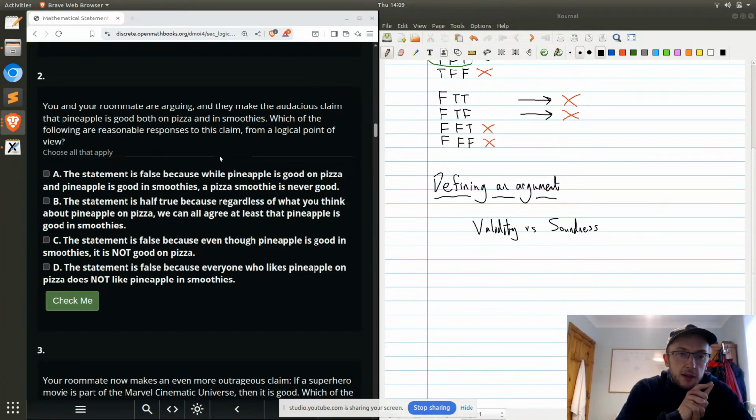B, the statement is half true because regardless of what you think about pineapple on pizza, we can all agree at least that pineapple is good in smoothies. I don't think that one applies. C, the statement is false because even though pineapple is good in smoothies, it is not good on pizza. And D, the statement is false because everyone who likes pineapple on pizza does not like pineapple in smoothies.